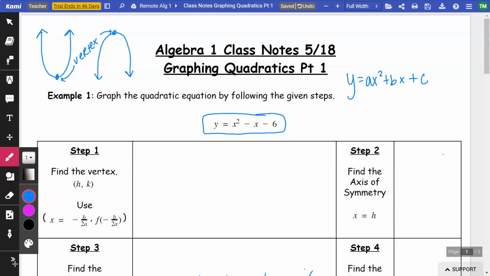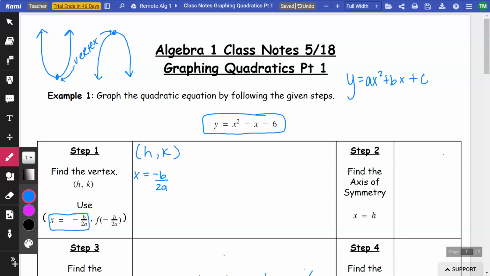So remember, we write the vertex as a point in the form (h, k), where h is the x value, k is the y value of the point. And we can actually use a little formula to help us find the vertex. x equals negative b over 2a. So the x value, or h, of that point is going to be equal to negative b over 2a. And we get b and a from our standard form of the equation.